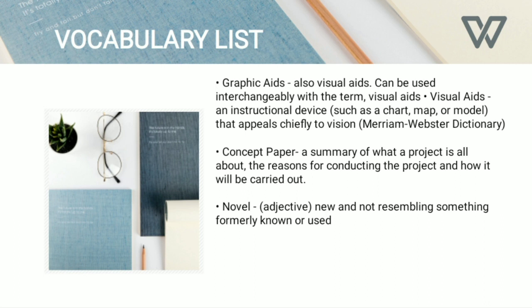Visual aids are an instructional device such as a chart, map, or model that appeals chiefly to vision. Concept paper: a summary of what a project is all about, the reason for conducting the project and how it will be carried out. Novel, an adjective: new, and not resembling something formerly known or used.